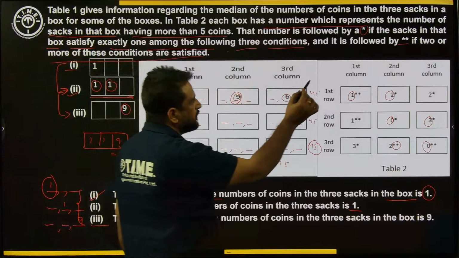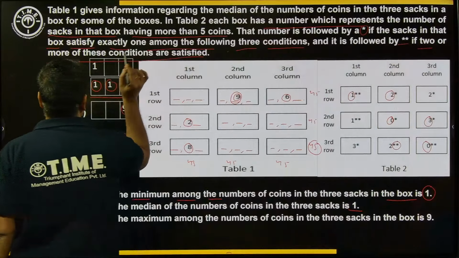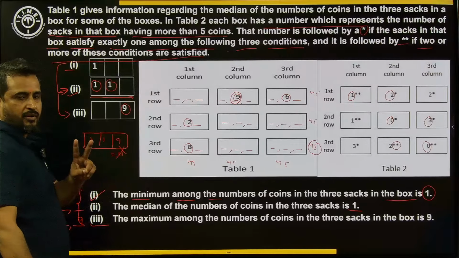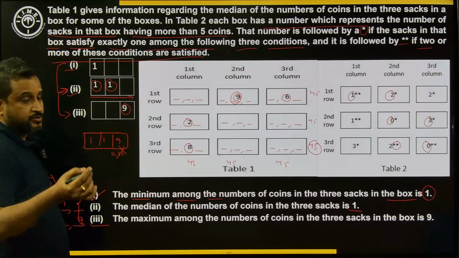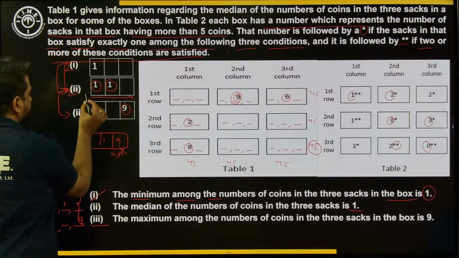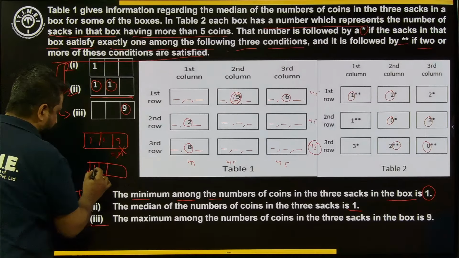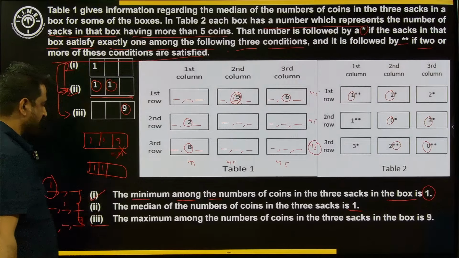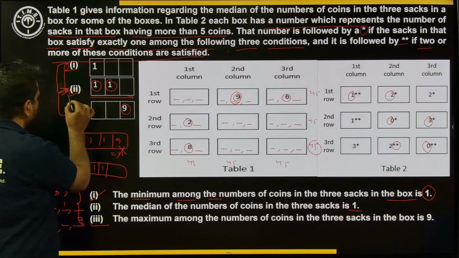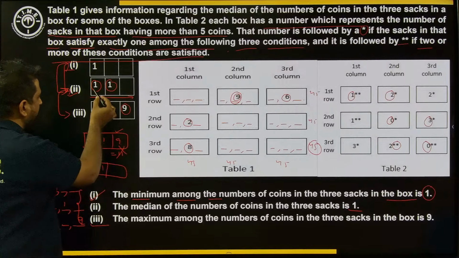But we have double star, which means 2 or more of these conditions have to be satisfied. So definitely not all 3 conditions. We have to choose only 2 conditions. Which 2 conditions? Can we club 1 and 2? Yes. If you club 1 and 2, what do you get? The first sack has 1 coin and the second sack also has 1 coin. If you club 2 and 3, what will happen? Again the same situation: 1, 1, 9. I hope you got the 9.